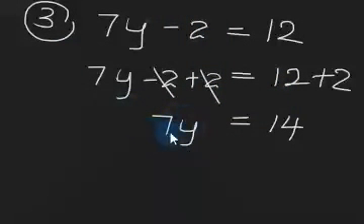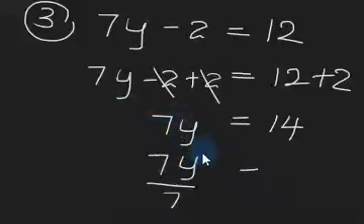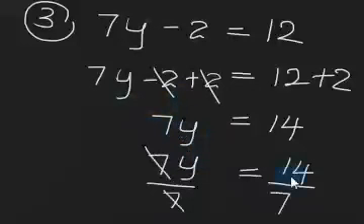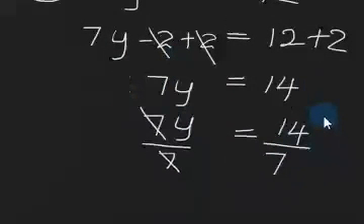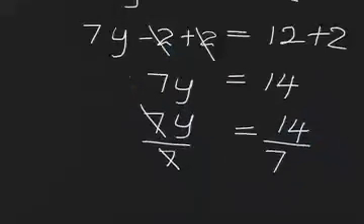So what's the relationship between 7 and y? That is multiplication, 7 into y, 7y. So you have to do the opposite mathematical operation. You should divide both sides by 7. Now these two cancel out, leaving y equal to 2.